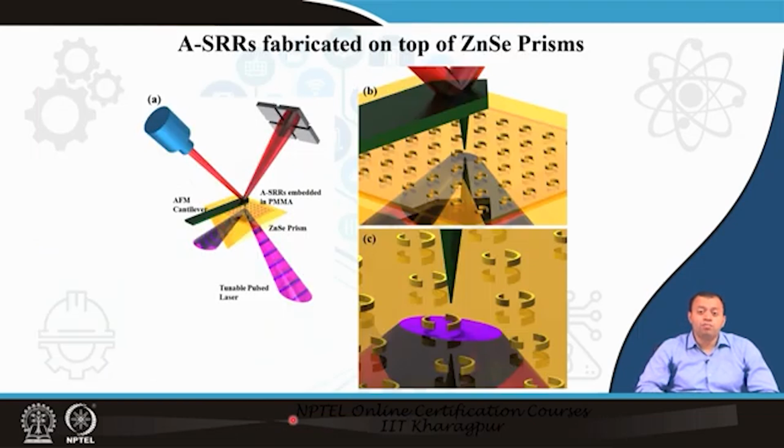What we did, we put it on asymmetric splitting resonators. Remember from your previous class, these ASRRs, I fabricated this, so you can as well fabricate this on top of your zinc selenide prism, cover it with polymethyl methacrylate and then use the AFM cantilever to scan it while changing the pulse of the laser either to match that of PMMA's resonance or the crest and trough resonance, the dark mode, etc. of the splitting resonators.